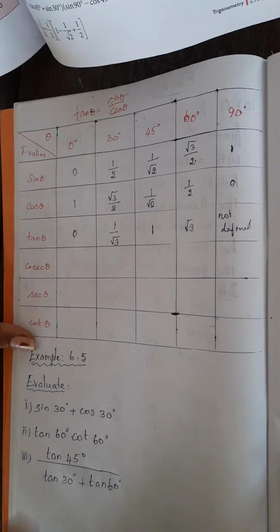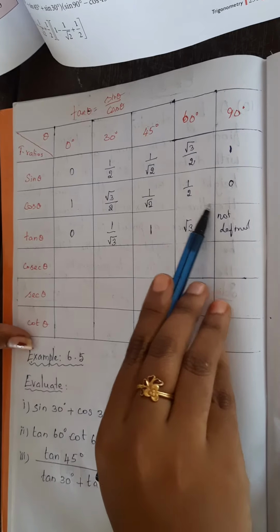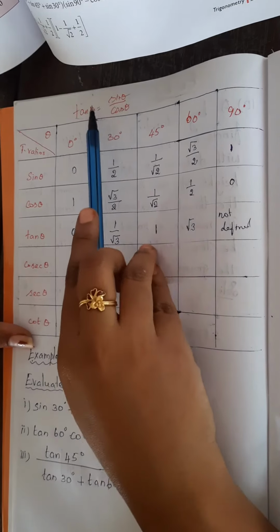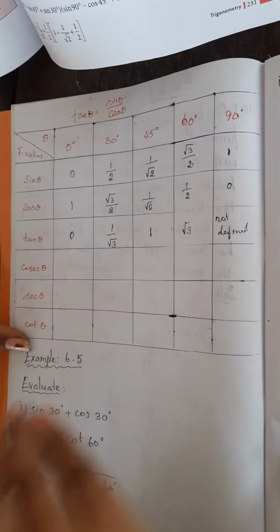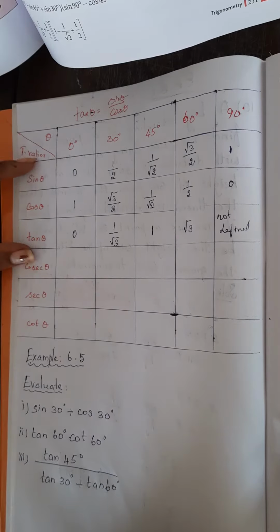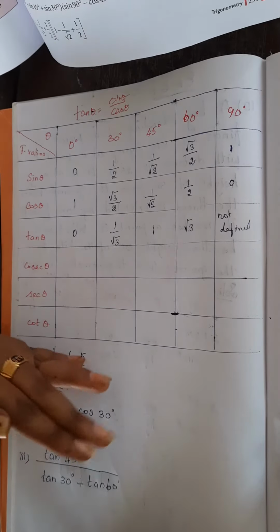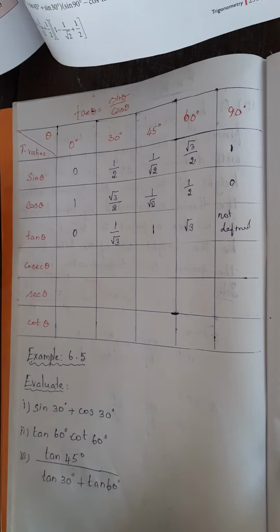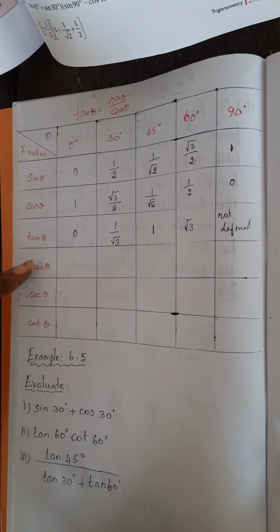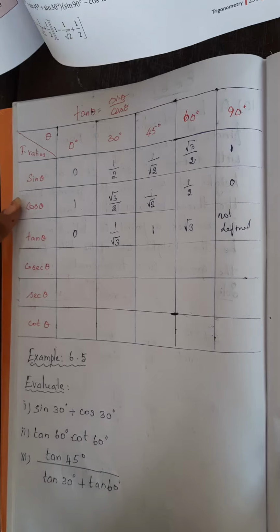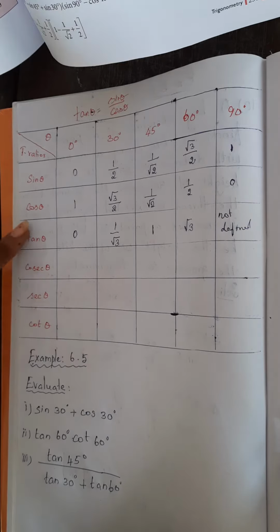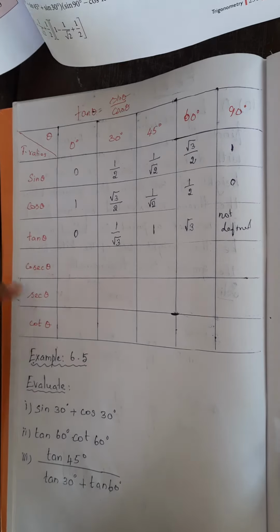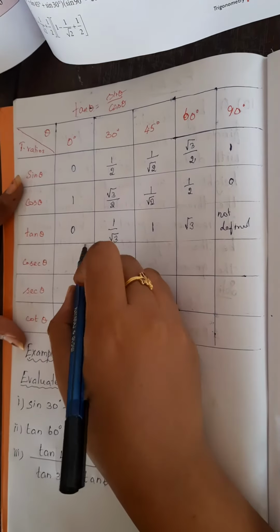Okay. So I wrote the formula. I wrote these values using the tan theta formula. Tan theta equal to sin theta by cos theta. If you write these three without any mistakes, it is easy to write the remaining ones because you know cosec theta equal to 1 by sin theta, sec theta equal to 1 by cos theta, then cot theta equal to 1 by tan theta. Now write the values.